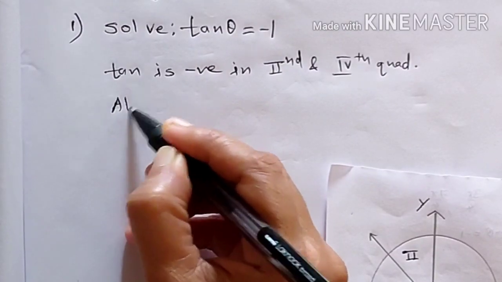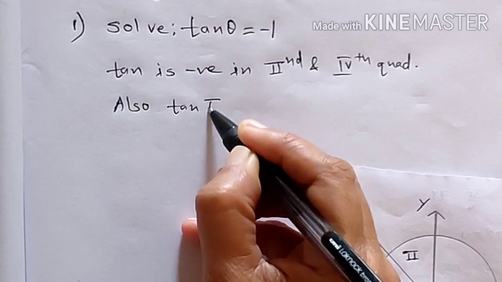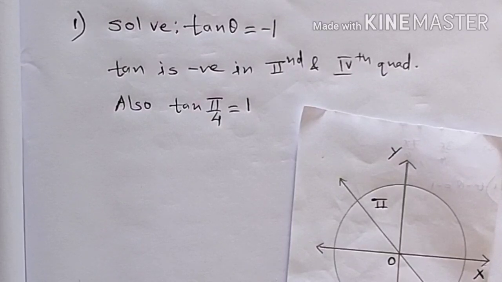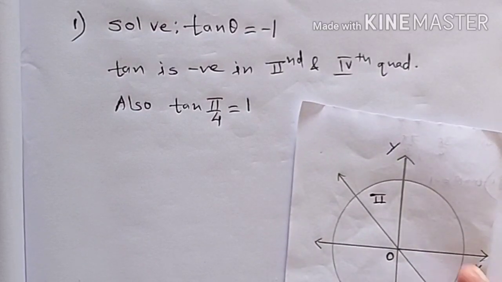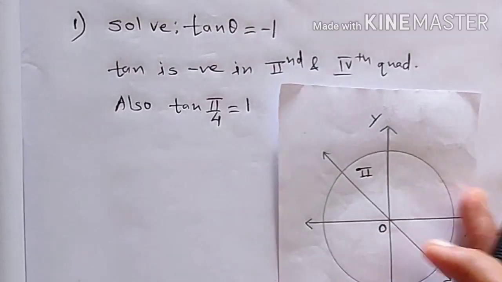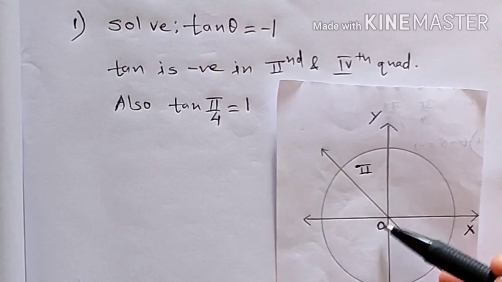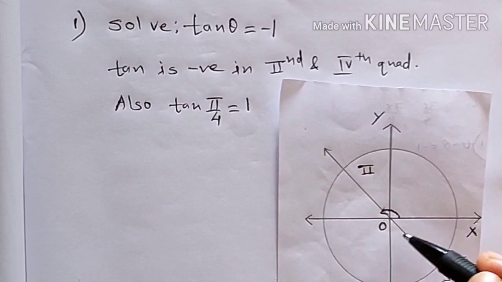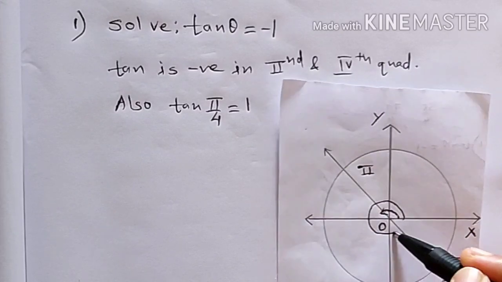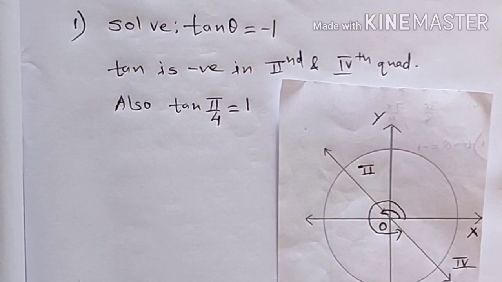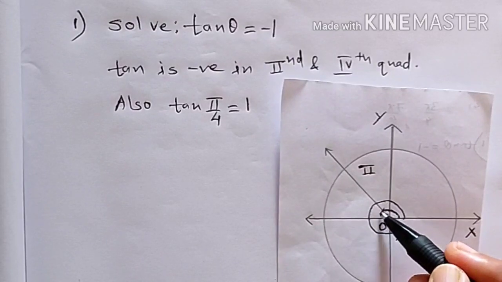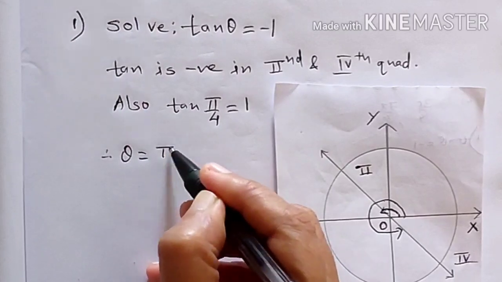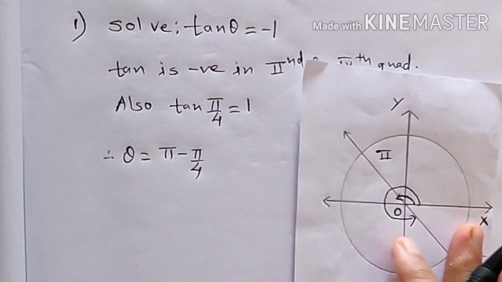Next, we also know that tan of pi by 4 is equal to 1. So there are two possibilities for theta. Here, theta can be either this angle or this angle. So theta can be, now how much is this angle? The first possibility, theta is equal to pi minus pi by 4.